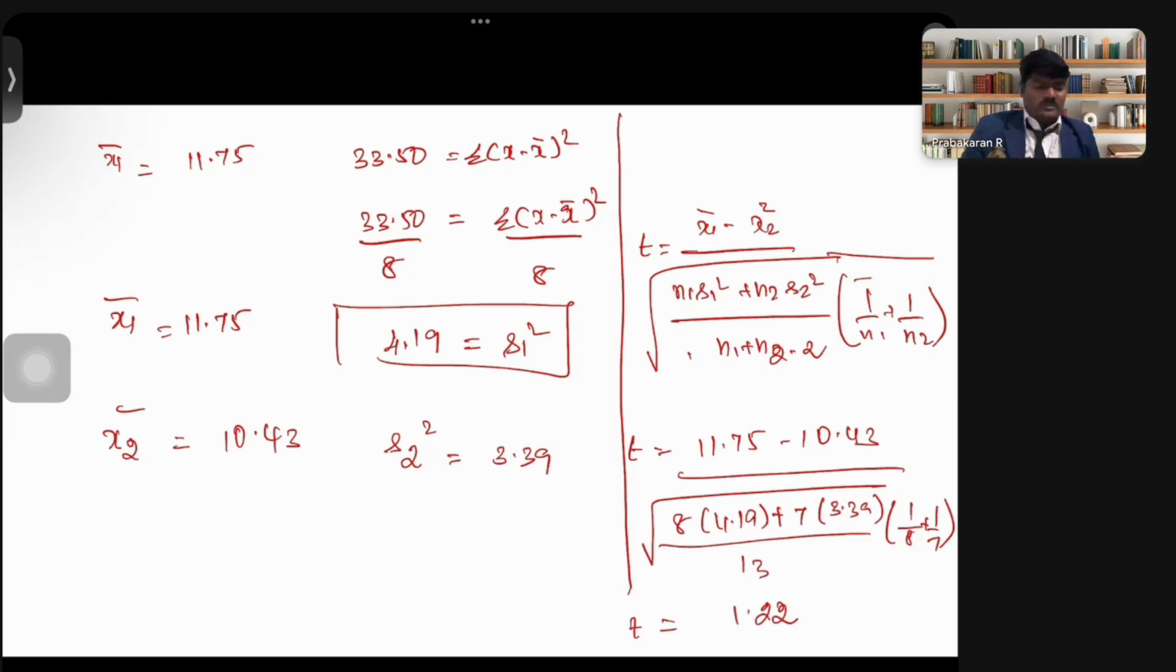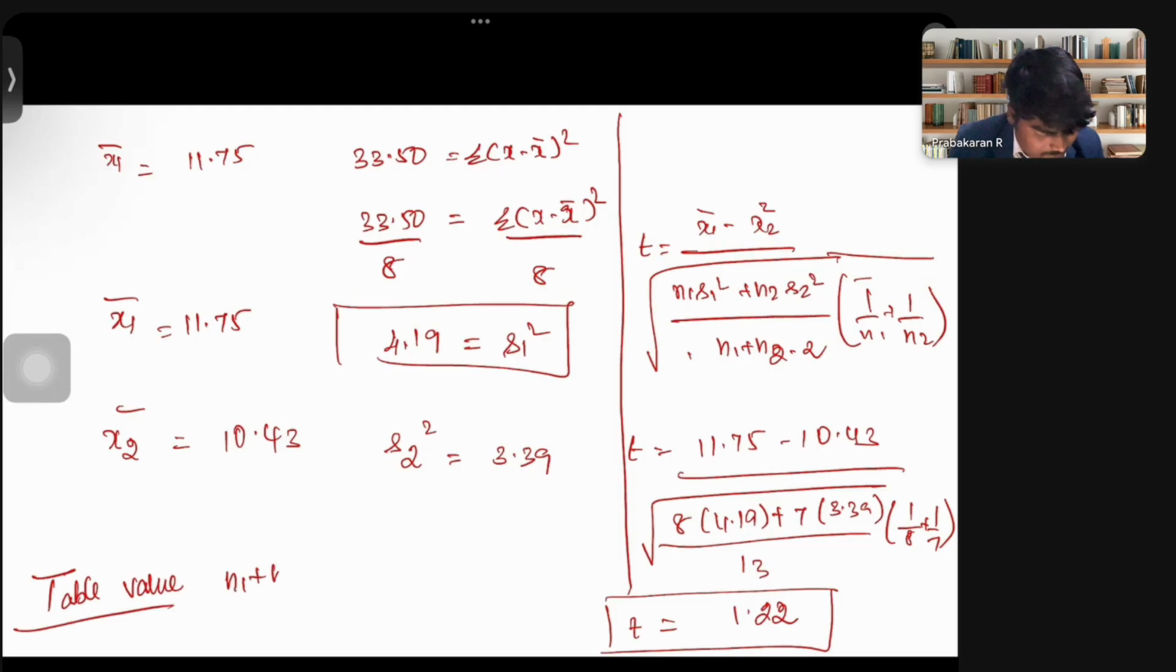So two steps we have completed. First we created the hypothesis, and next we found the t value, 1.22. Next we can go for the table value. When you go for the table value, we need the degrees of freedom. Degrees of freedom is n1 plus n2 minus 2, that is 8 plus 7, 15, minus 2, 13. So with that we can check the table value.